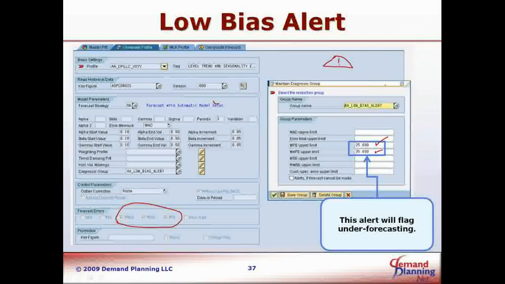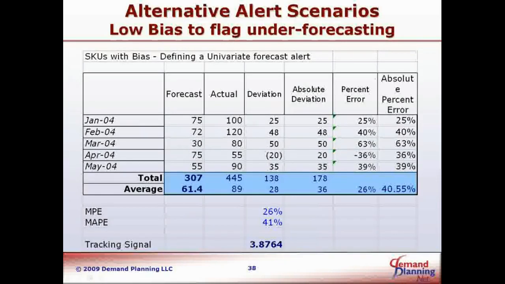So at the end of the day, for the low bias alert, we created a different diagnosis group, and the diagnosis group said MAPE is 35%, MPE is 25%. So anything above this, flag me, tell me, right? Obviously, it is going to report all of these numbers in my error screen. But these are the ones that will trigger an alert, so I can go in and take a look at them, right?